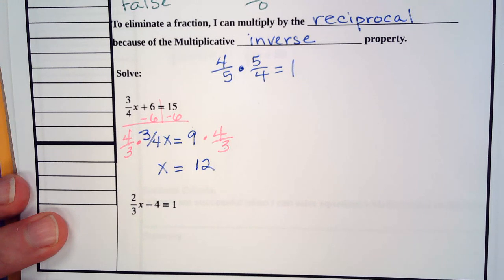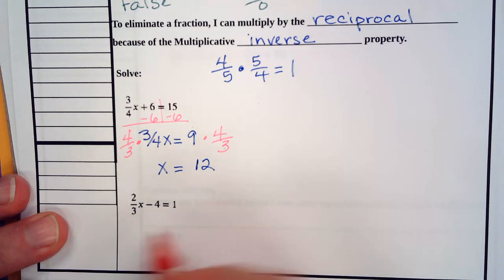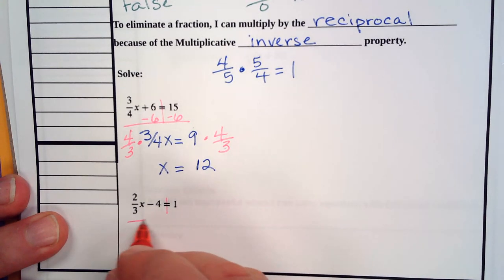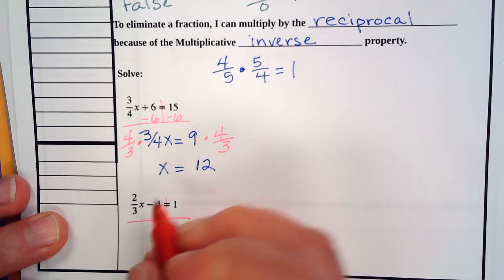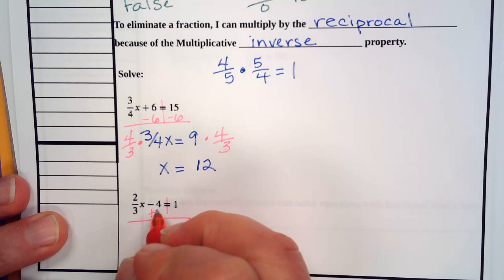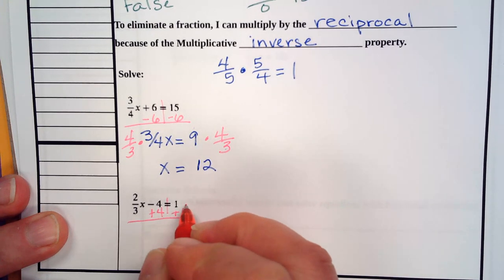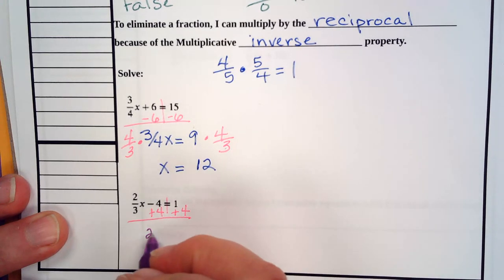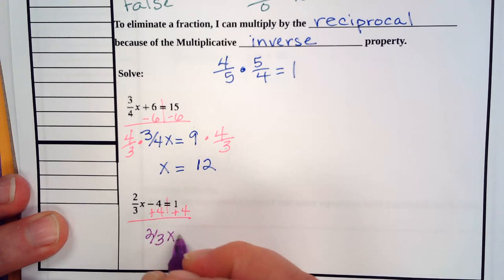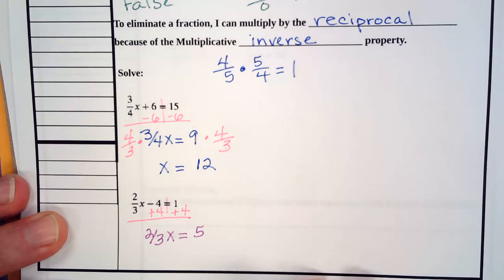Okay, we still start the same way. I look at my equation, I draw my line. I need to get the numbers to one side. I've got -4. The opposite of subtracting 4 is to add 4 to both sides. 2 over 3x is equal to 5.